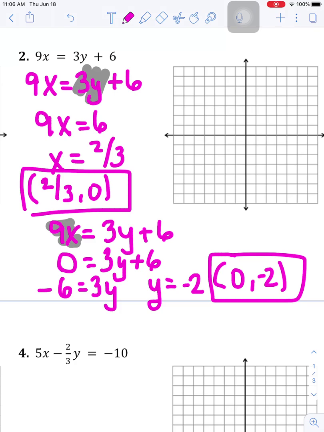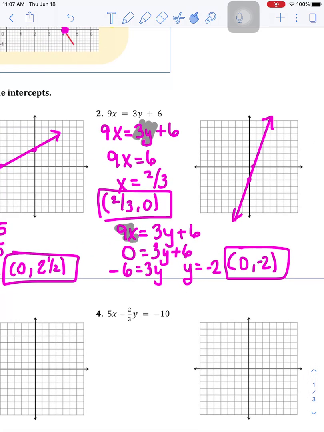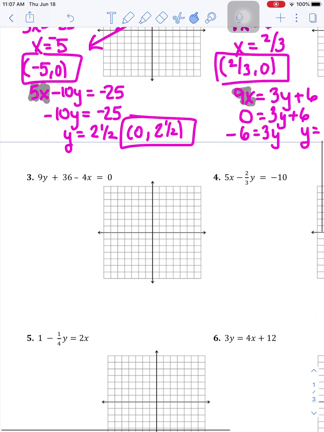All right, so we're going to plot 0, -2 on the y-axis. And then 2/3, 0 is just before the 1. And we will draw our line and draw our little arrows. And our graph is completed. All right, let's move to example 3.